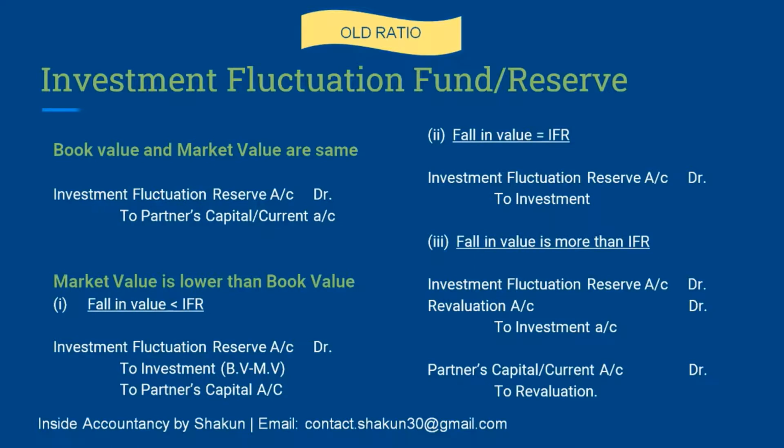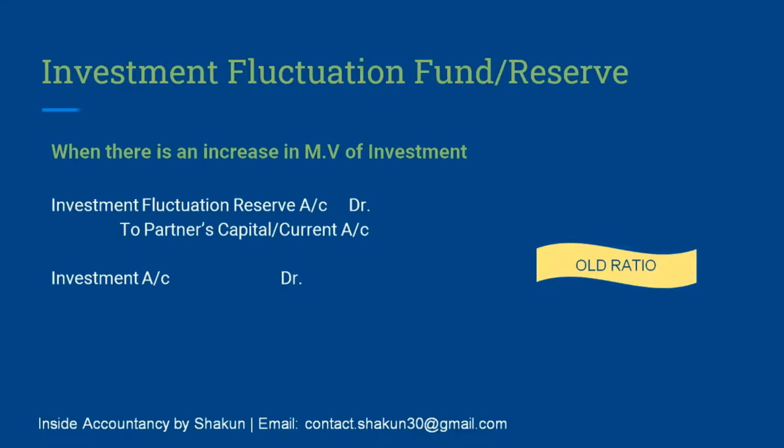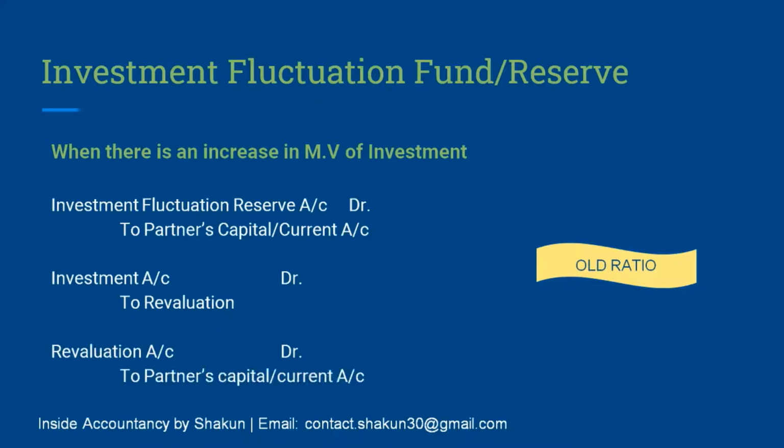Moving on, if there is an increase in the market value of investment: whenever there is a decrease, the IFR plays a major role, because any kind of loss should be covered up through the investment fluctuation reserve. But if there is an increase, that is, we are making profits, for profits we are not going to touch our reserves. Our reserves do not increase because of profits. So in case of profits, the reserve will be written off in the normal manner, IFR to partners' capital accounts in the old ratio. And the increase in the value of investment, an asset, is debited to the investment, and credited to the revaluation account, and this gain will be distributed between the partners in their profit sharing ratio.